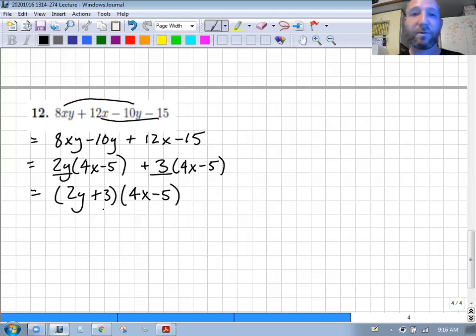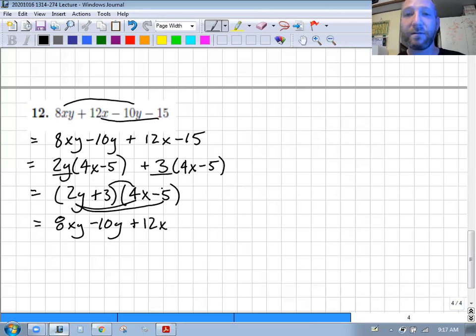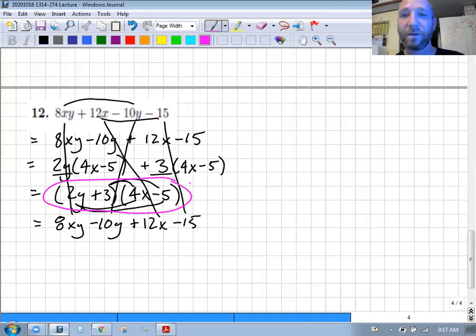All right, we could check our work. 8xy minus 10y plus a 12x minus 15. There's a 12x, or minus 10y, or 8xy, and a minus 15. So that worked out.